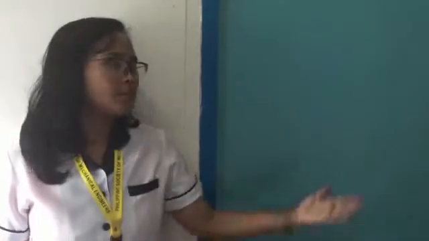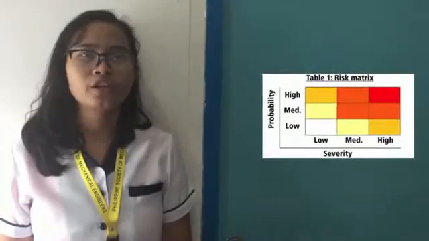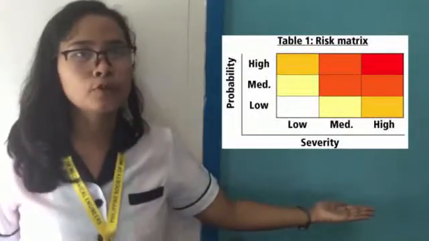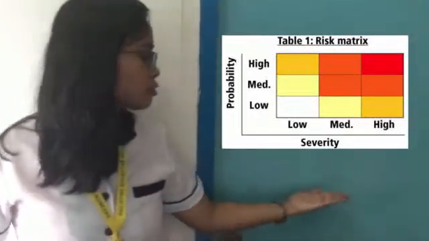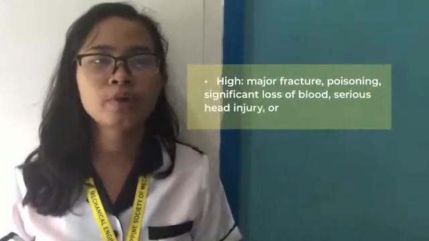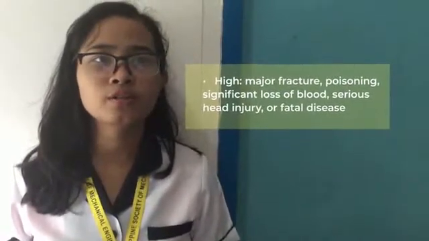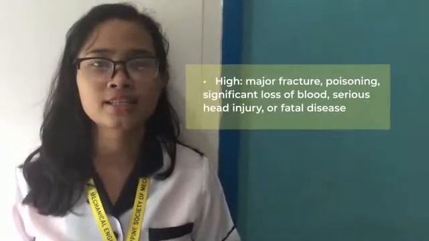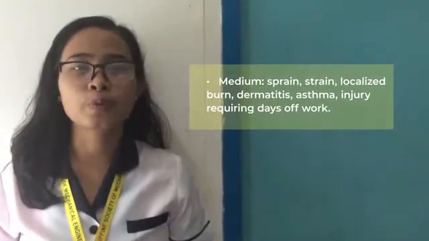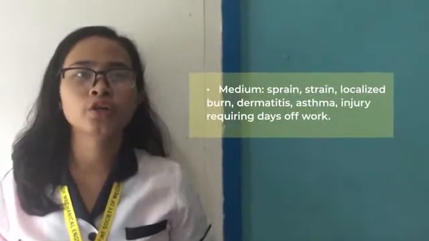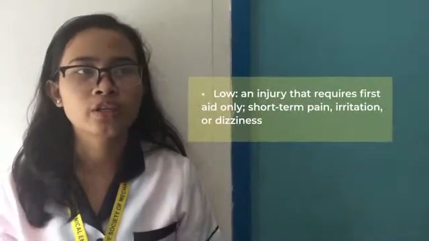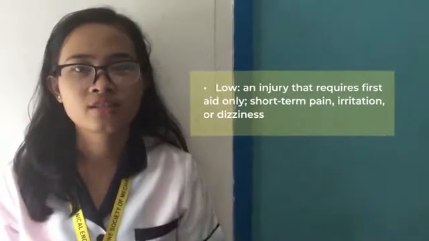As an example, consider this simple risk matrix. Table 1 shows the relationship between the probability and the severity. Severity rating in this example represent the high severity rating, the medium severity rating, and the low severity rating. The high severity rating includes major fracture, poisoning, significant loss of blood, serious head injury, or fatal diseases. The medium severity rating includes sprain, strain, localized burn, dermatitis, asthma, and injury requiring days off work. Low severity rating includes an injury that requires first aid only, short-term pain, irritation, or dizziness.